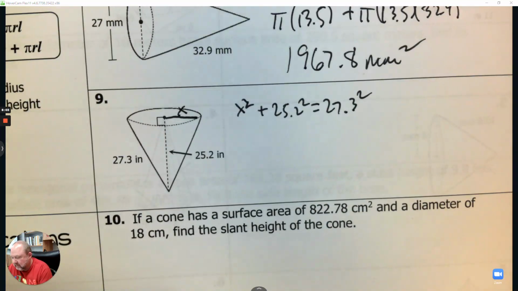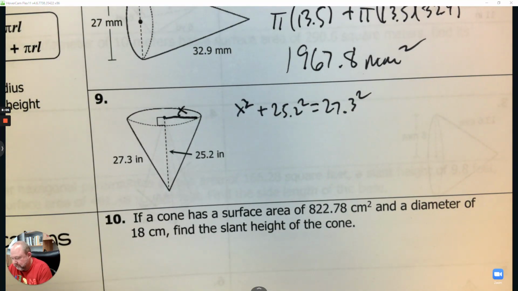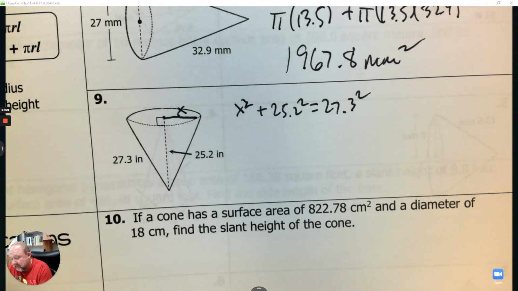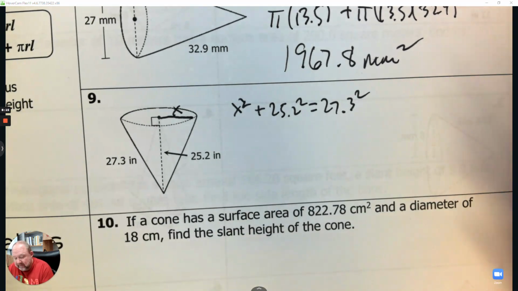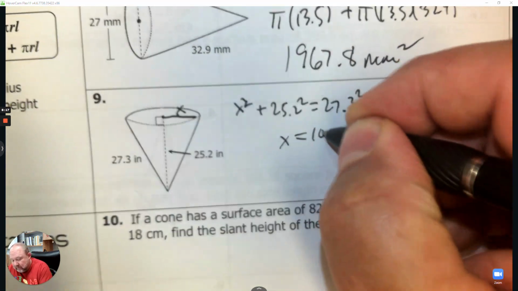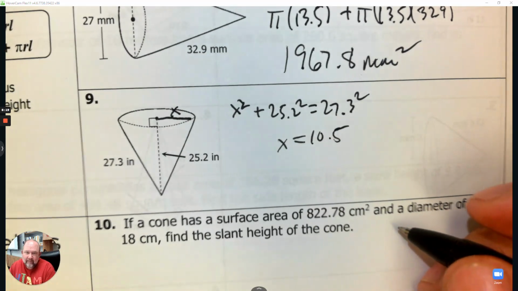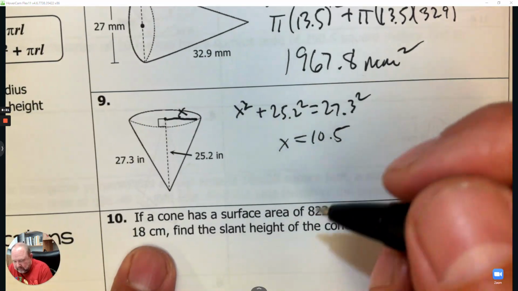So I'm going to go 27.3 squared, subtract 25.2 squared, and then the answer I get, I'm going to square root it. So the answer I get is 110.25, and I'm going to square root it. So if I solve it, the radius is 10.5. That's what I need. Now I can use the formula.